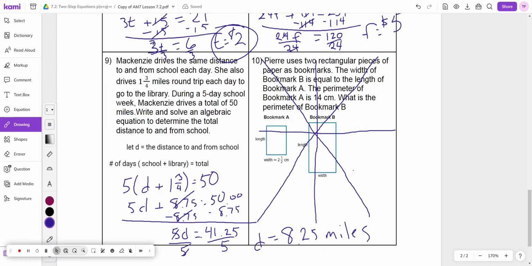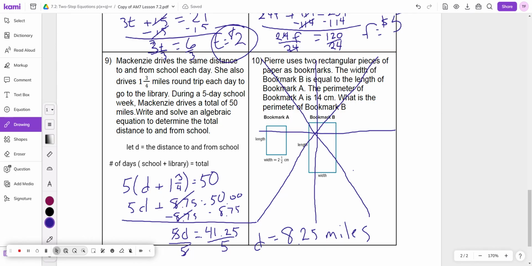Plugging in our values, the number of days is 5. The distance to and from school is what I don't know, so that's my variable, D, plus the distance to the library, which is 1 3/4 miles. And then all of that is equal to 50.